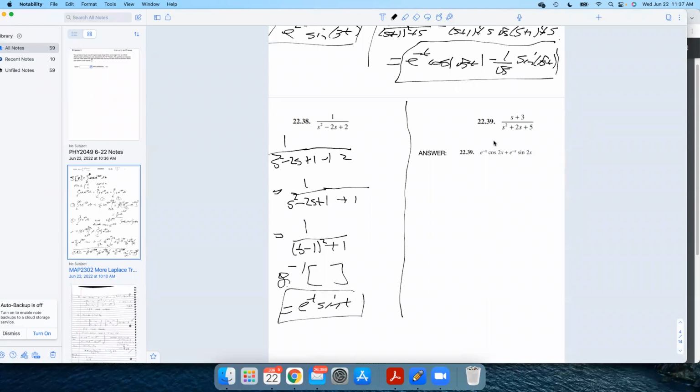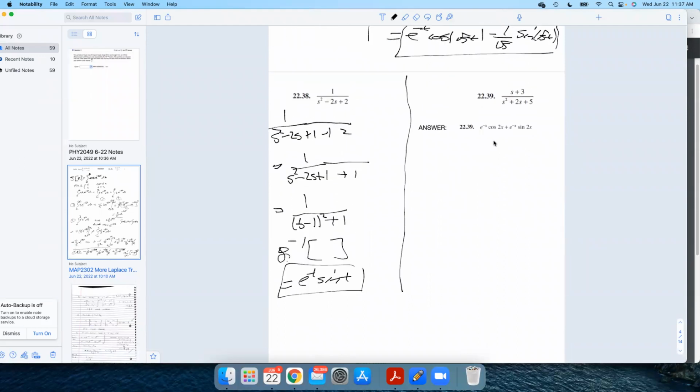This one's going to be a lot more work. I hope I left enough room for it. Okay, we're going to play the same game in the bottom. s squared plus 2s. Half of 2 is 1. 1 squared is 1. So plus 1 minus 1 plus 5. Or if you like, think of it as breaking off 1 from this 5. Because negative 1 plus 5 is 4, right? So you could think of it as I'm going to write 5 as 1 plus 4.